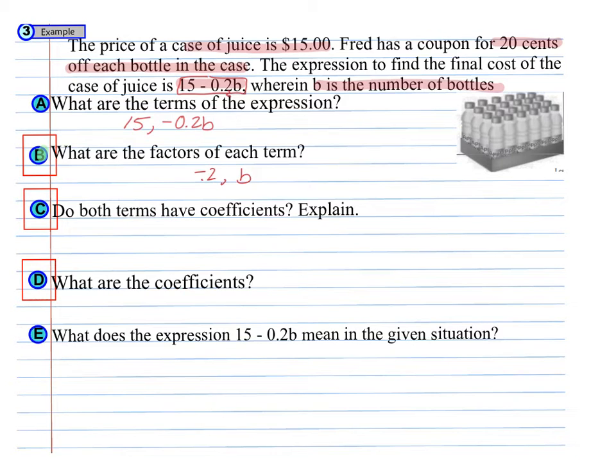Do both terms have coefficients? Explain. So they're asking, we know that the coefficient is the number in front of the variable. Since this one doesn't have a variable, that means it can't have a coefficient. This is a constant. This one has a variable, so this is the coefficient. So do both terms have a coefficient? No, because 15 does not have a variable.